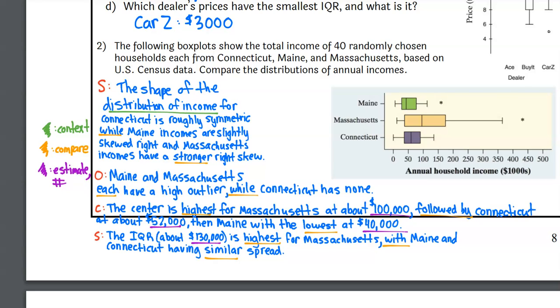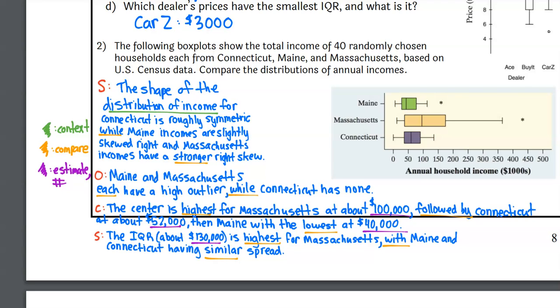And you could approximate those numbers. So Connecticut at about maybe $52,000, $53,000 here. Maine with the lowest at maybe that's 45. If you follow it down, maybe that's 45, 47, 46. You don't have to give the exact value, but an approximation is good enough.